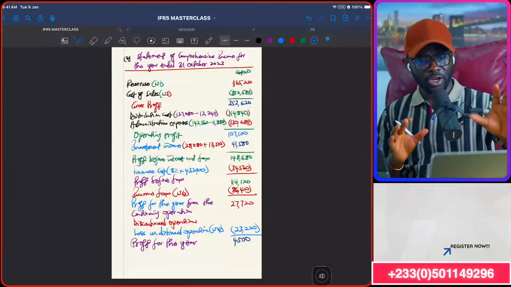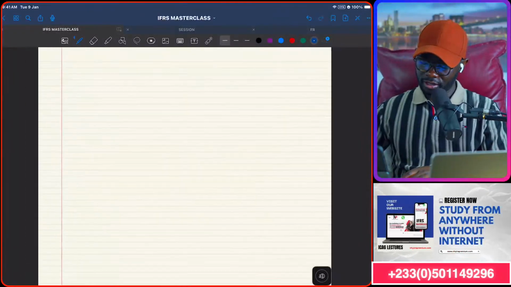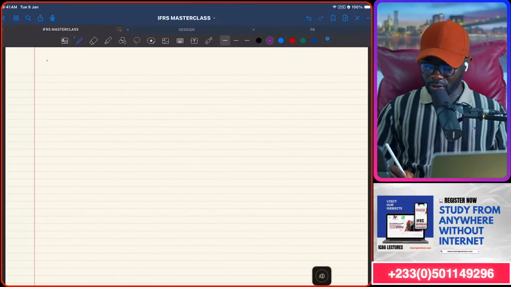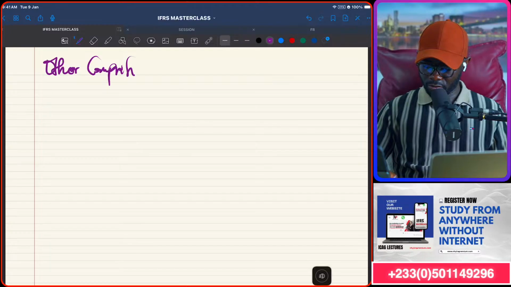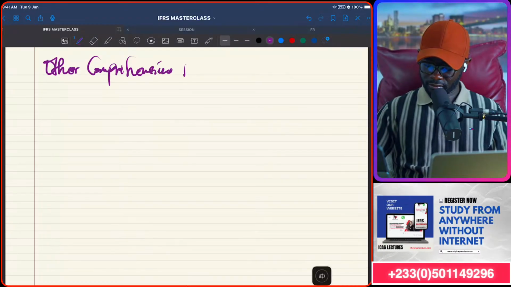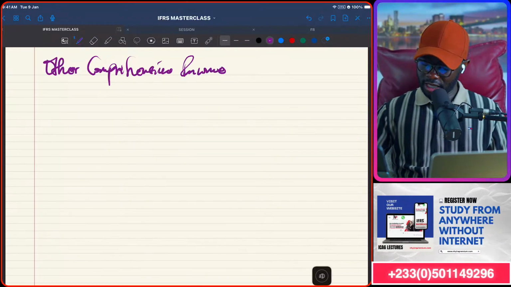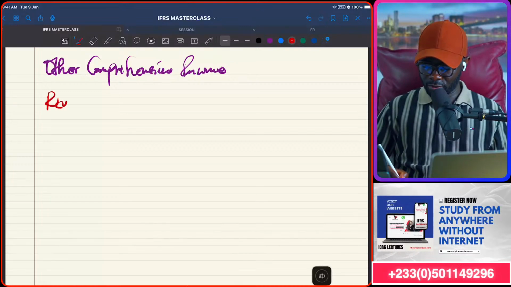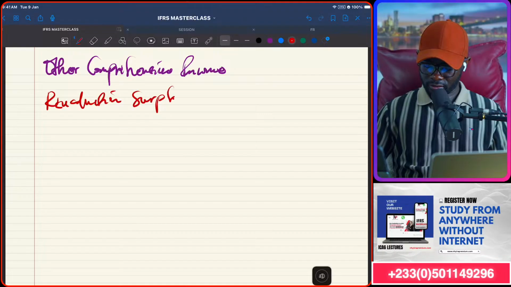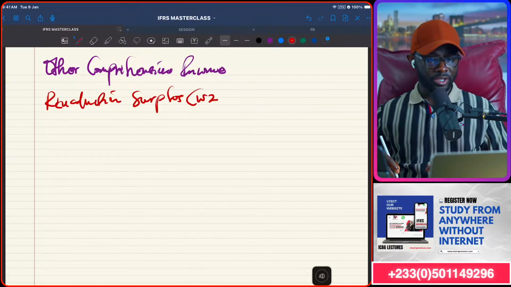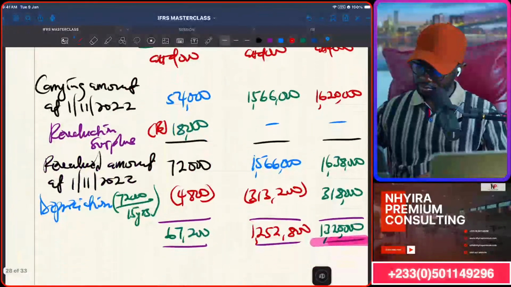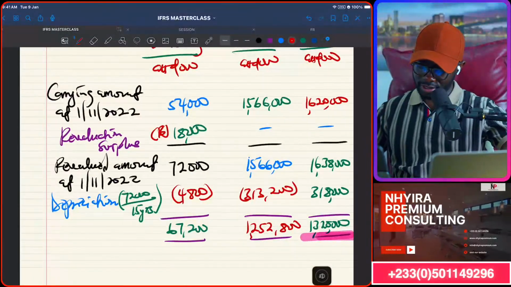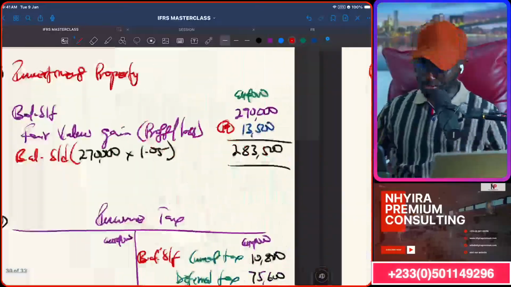But remember, we are doing OCI, or comprehensive income, so we bring in the other comprehensive income, and that's going to be the revaluation surplus. From workings 2, if you remember, the revaluation surplus was 18,000.